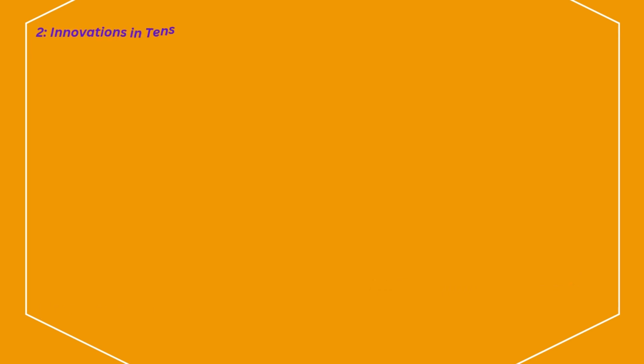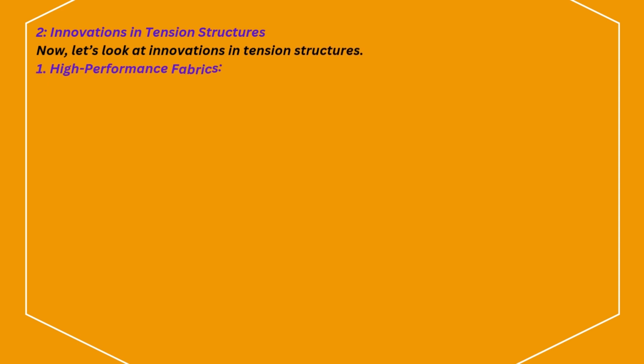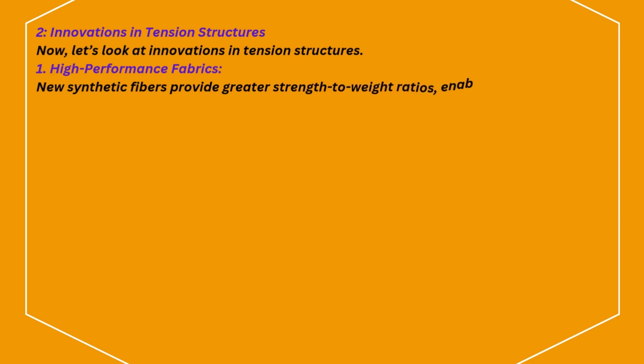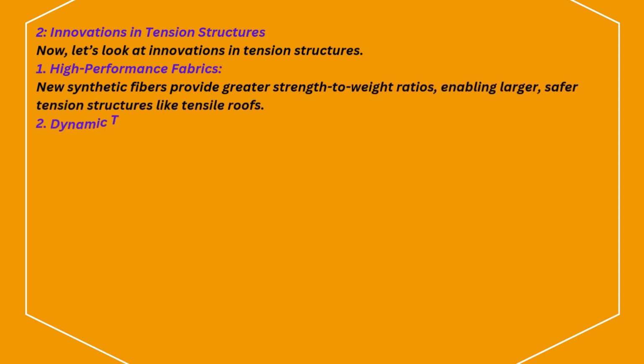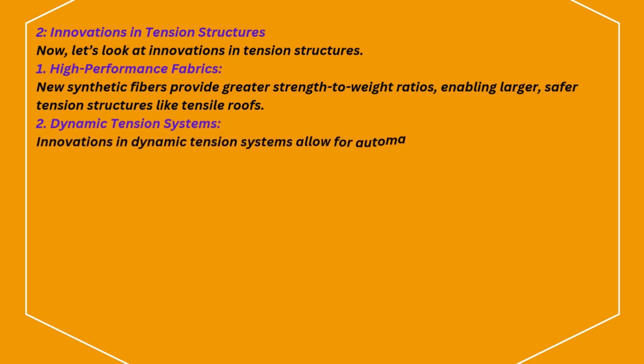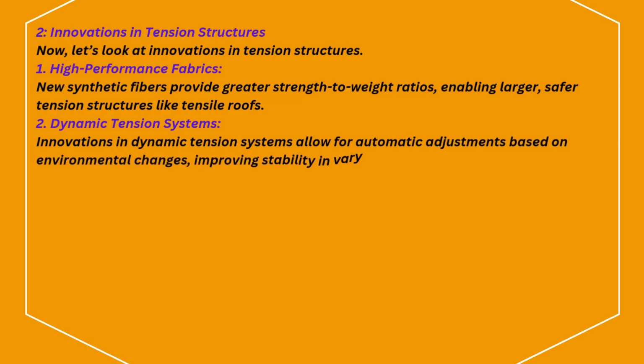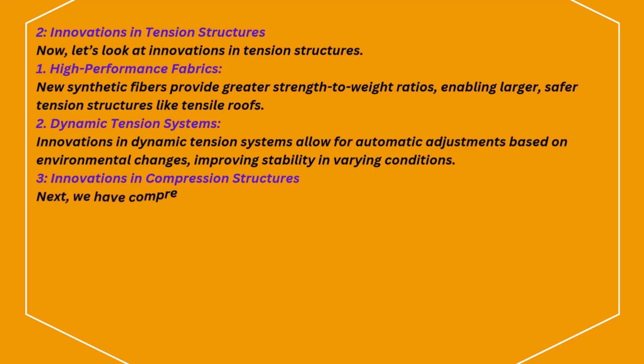2. Innovations in tension structures. Now, let's look at innovations in tension structures. 1. High-performance fabrics. New synthetic fibers provide greater strength-to-weight ratios, enabling larger, safer tension structures like tensile roofs. 2. Dynamic tension systems. Innovations in dynamic tension systems allow for automatic adjustments based on environmental changes, improving stability in varying conditions.